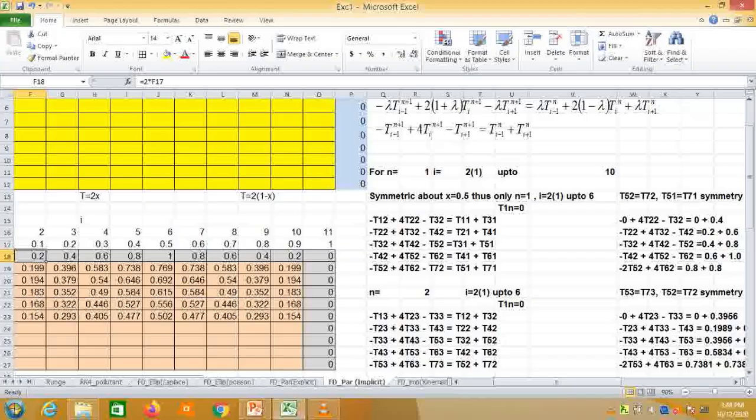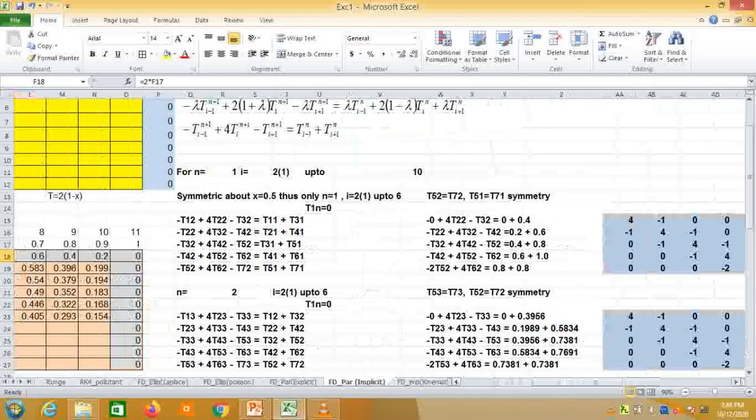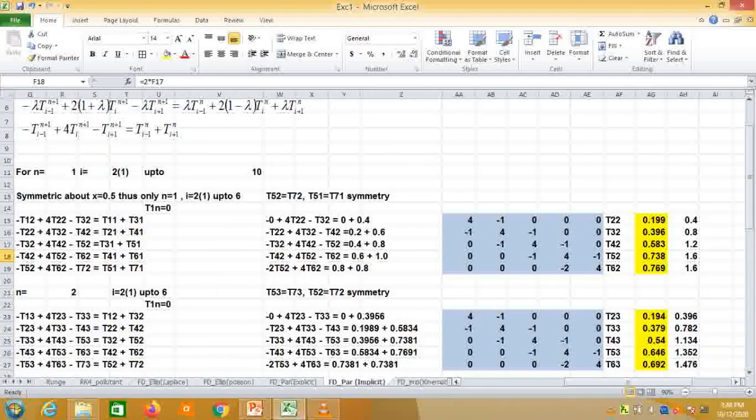T52 and T72 are equal, we know that. So we just add them to be like twice of T52. So you do have this set of simultaneous equations. Now let's solve. Now let's rearrange the terms like we did with the elliptical equation. We just keep the coefficients here, and then the right-hand side values on this side.